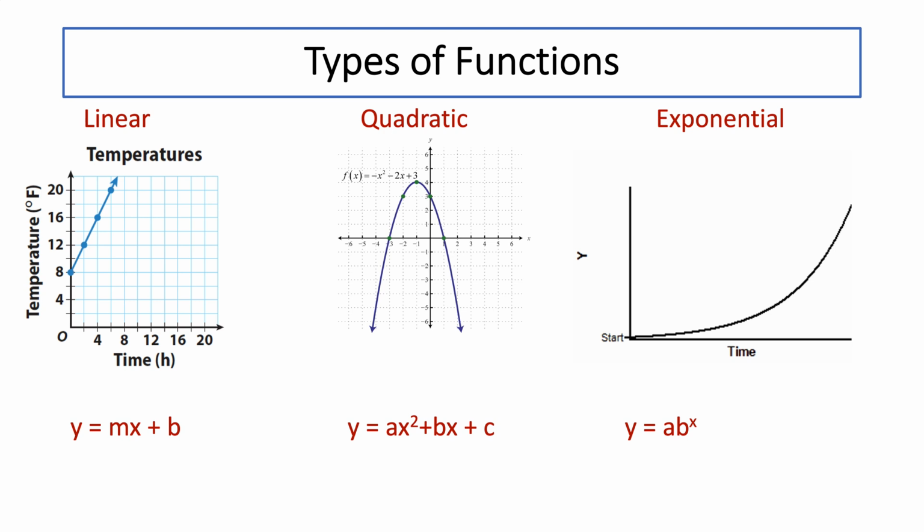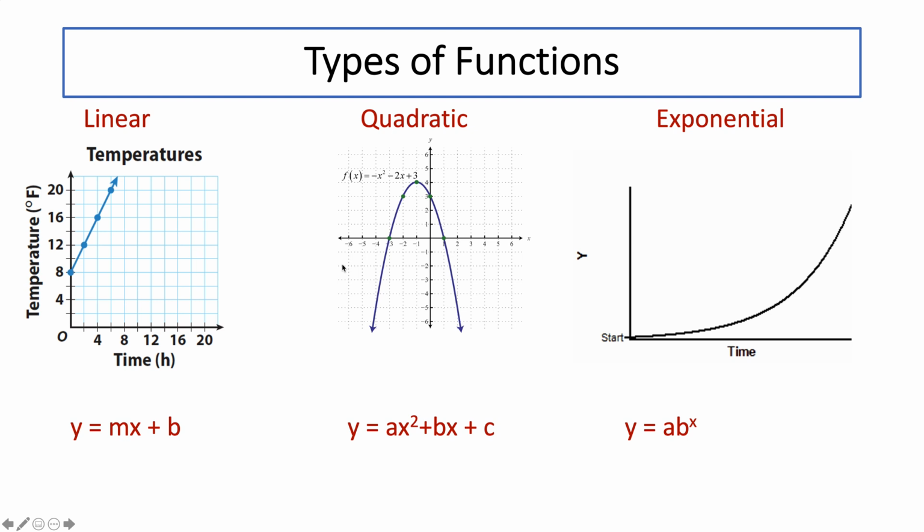Linear, you can see the word at the beginning of linear is line, L-I-N-E, and we call it a line because it appears as a straight line when I graph it. And the general equation form of this is always y equals mx plus b. The second type is a quadratic function.